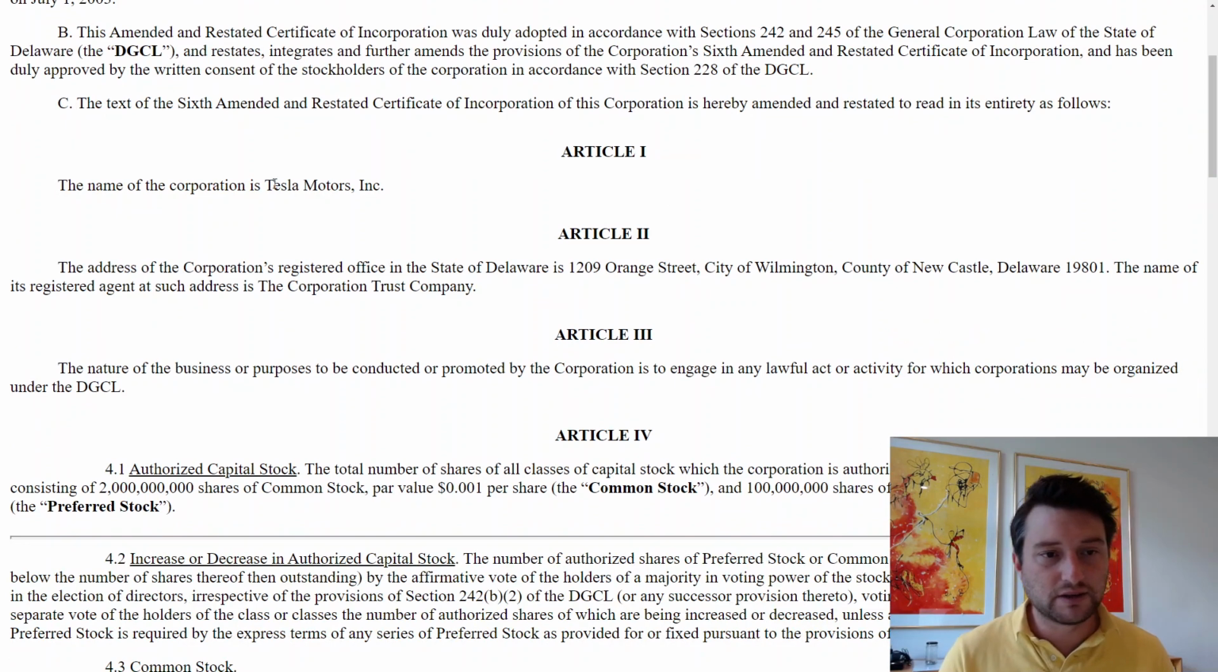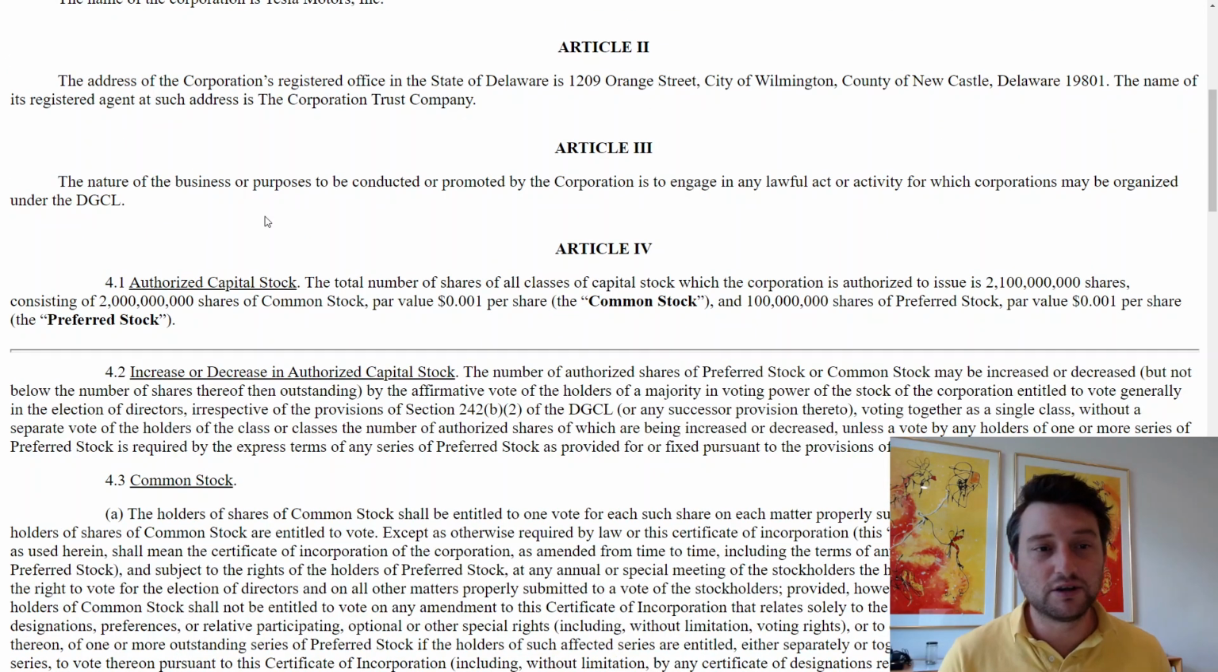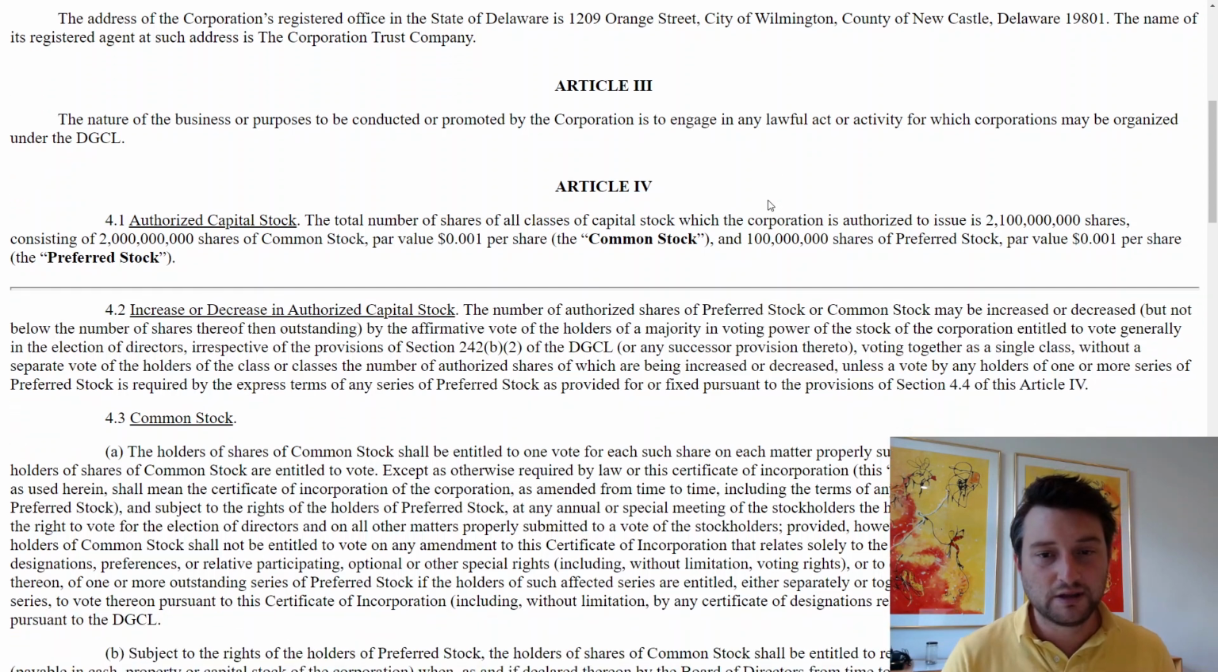So we've got the name of the company, company address in Article 2, registered agent. Article 3, the nature of the business is to engage in any lawful act or activity. So, Tesla went with the broad statement there. They didn't try to narrow in on we're just going to be a car company or an electric vehicle company. Any lawful activity. Now, in Article 4, this is really where it expands, right?